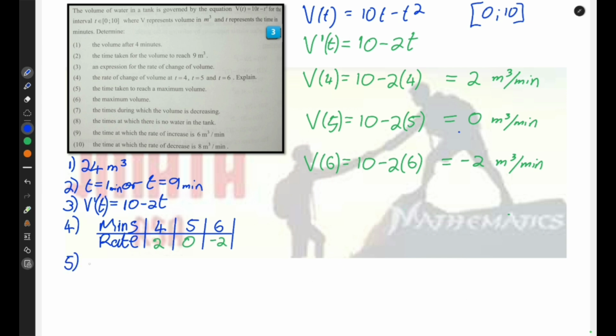Question 5, what was the time taken to reach a maximum volume? Okay, so we just found it. That's when the derivative would be 0, and that was after 5 minutes in this question.